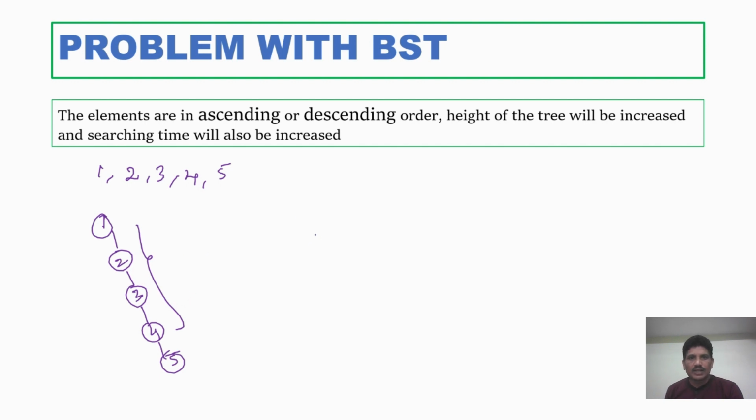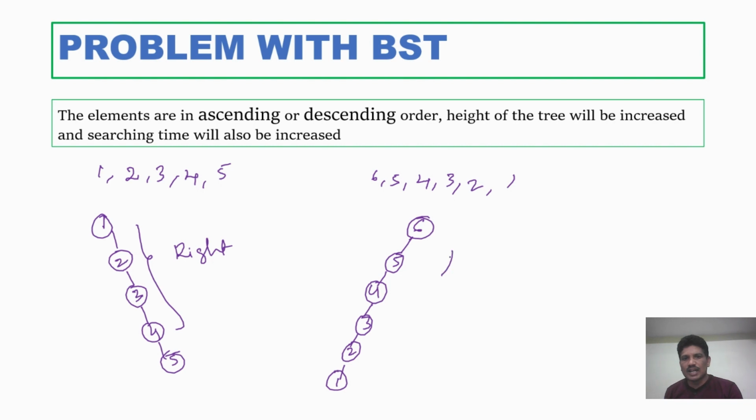After that, if you provide the descending order like 6, 5, 4, 3, 2, 1, now we can construct the binary search tree 6, 5, 4, 3, then 2, then 1. Here also the height of the tree will increase. This is called a right skewed binary search tree. This is called the left skewed binary search tree. That is the problem with the BST.